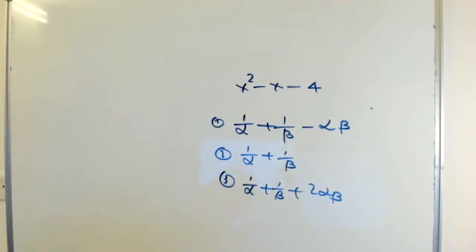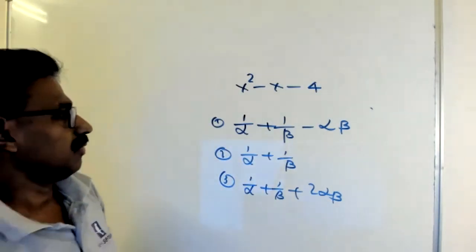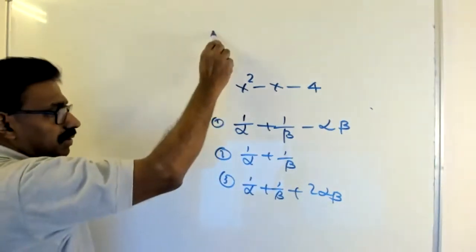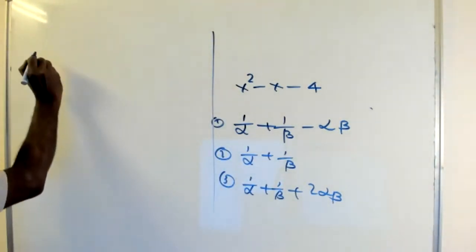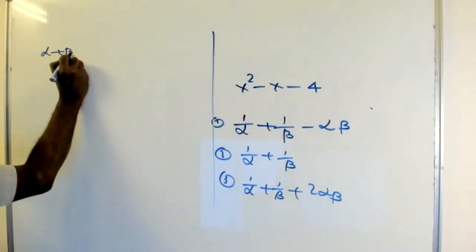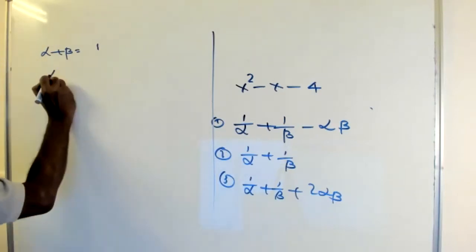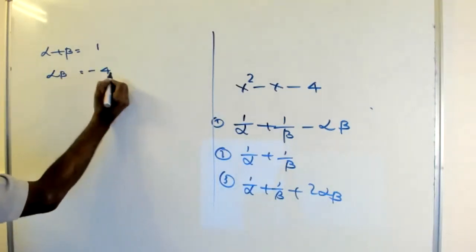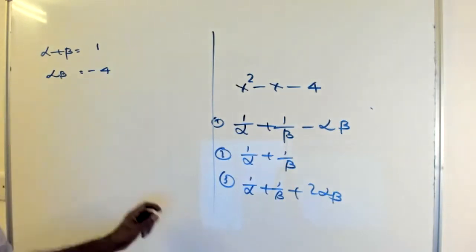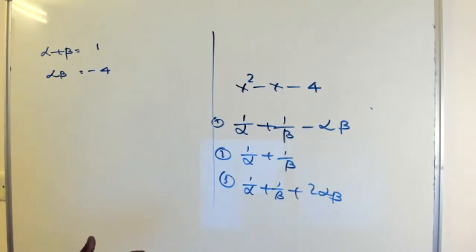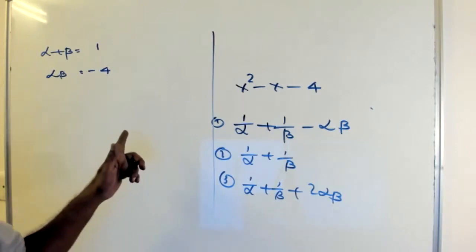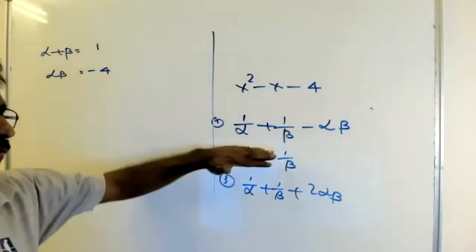Okay, listen. One by one, I'll show here, then you can check the answer. Everyone listen here. Alpha plus beta is 1, correct or no? Alpha beta is minus 4, this is correct or no? Alpha plus beta 1, alpha beta minus 4. This is correct? Yes, sir. Okay, everyone correct this one?